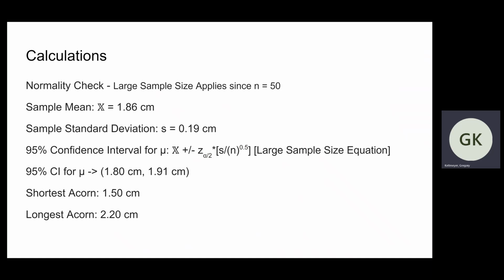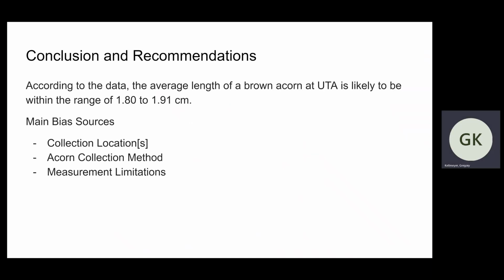Shortest and longest acorn were already mentioned. So according to this data, the average length of a brown acorn at UTA is likely to be within the range of 1.80 to 1.91 centimeters.